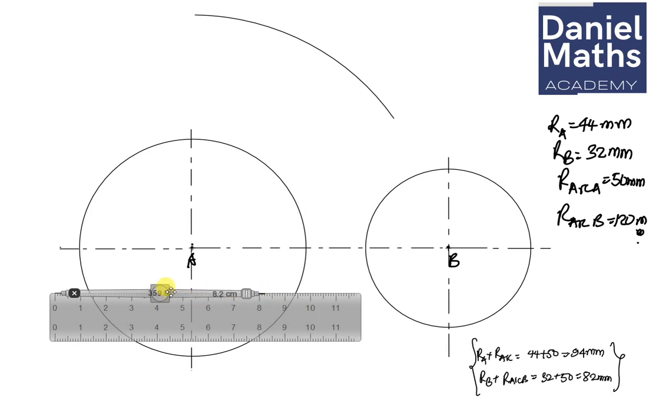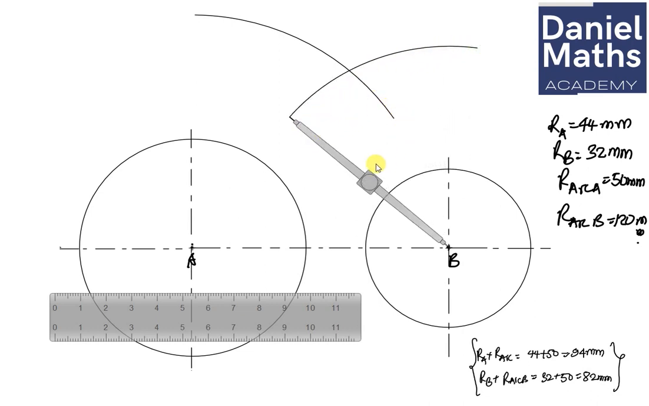Then I'm taking my compass back to point B, and from point B I'm going to make also an arc that cuts through this point. So let me put it properly at point B, and then I'm going to cut through this point here. Where these two arcs meet, I'm going to call that my point C. That gives me my point C.